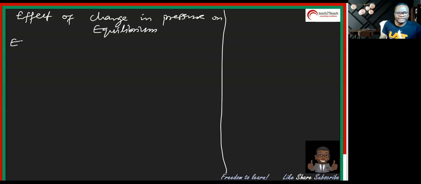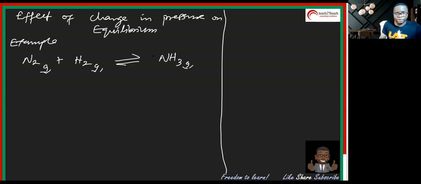So let's look at an example of a reaction. Now we can use this reaction because it's a gaseous system. So that tells us that change in pressure affects only what? Only a system that is gaseous. That simply means a system in which either the reactant or the product is a gas. It's called a gaseous system.